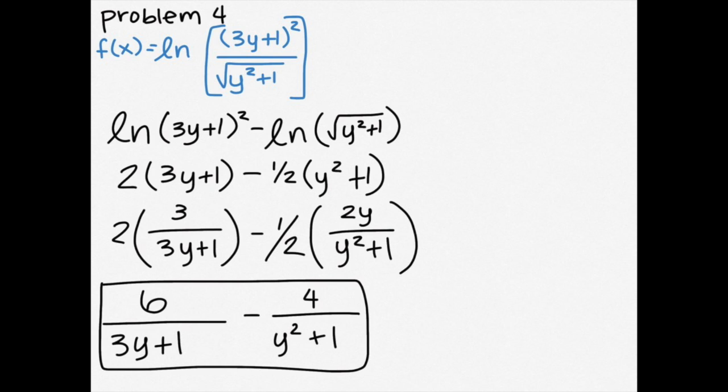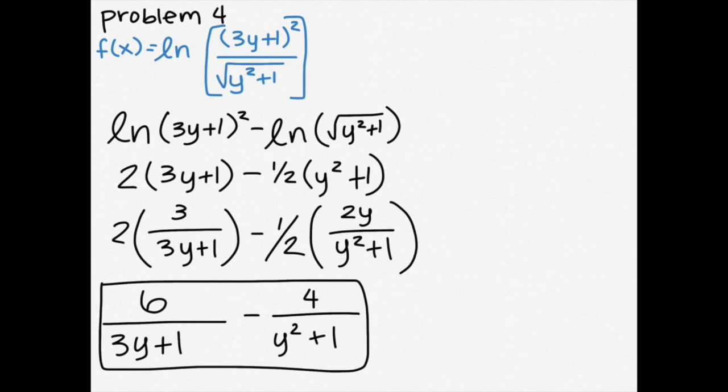Problem number 4 is logarithm of (3y plus 1) to the power of 2 over the square root of y to the power of 2 plus 1. Because of the logarithm rule, we must divide these two into separate logarithms. Then we must perform the exponential rule, which means we must multiply the exponents by what is already inside the parentheses, which means that we are left with 2 times logarithm of (3y plus 1) minus 1/2, because of the radical, times logarithm of (y squared plus 1).